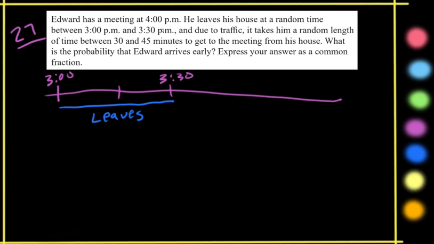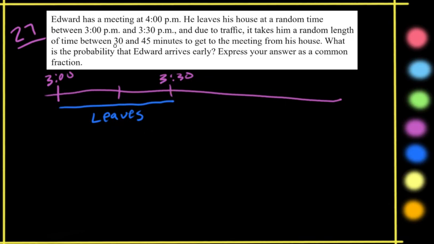And then it says, due to traffic, it takes him a random length of time between 30 and 45 minutes to get to the meeting from his house. Okay, this is really kind of an interesting one. We've got two different random things together. Now, I'm going to assume that it's uniformly random in between these two. In other words, it's no more likely that he'll leave at one time than another time. So let's take a look.